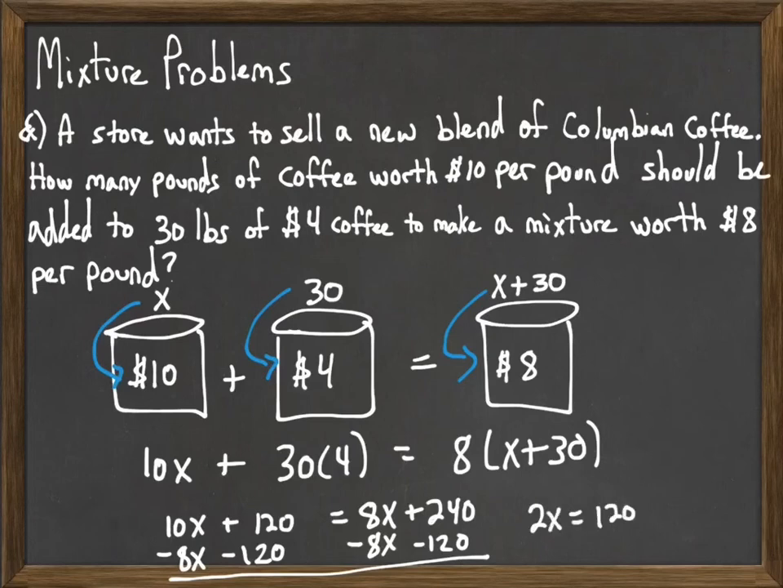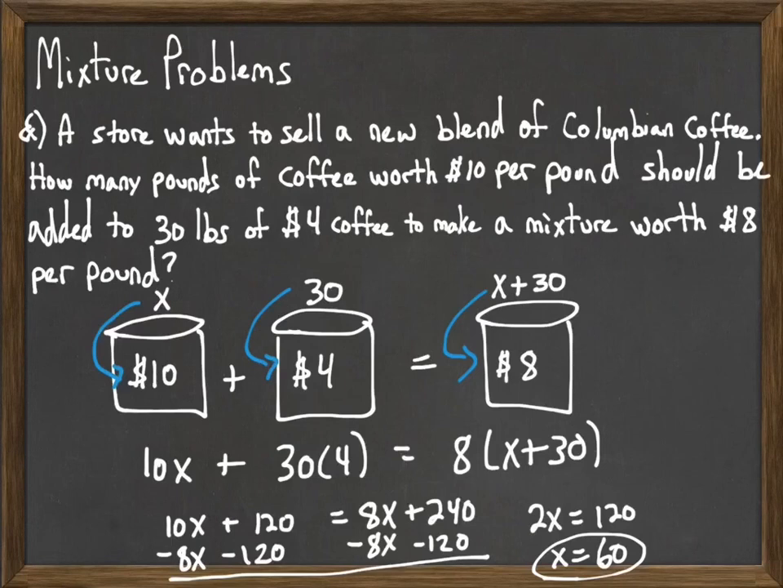On the left hand side, 10 minus 8 would be 2x, the 120s go away. The 8x's go away. 240 minus 120 would be 120. And then we can finally solve for x by dividing both sides by 2. So we get x equals 60. So we need 60 pounds of our $10 coffee to mix with our 30 pounds of our $4 coffee to get a mixture that costs $8 per pound.